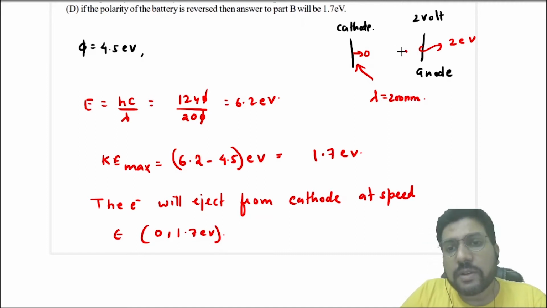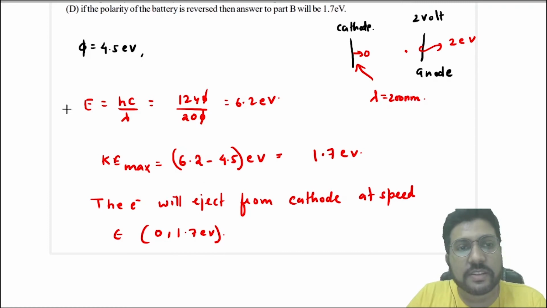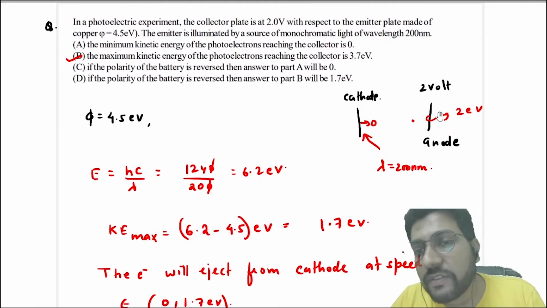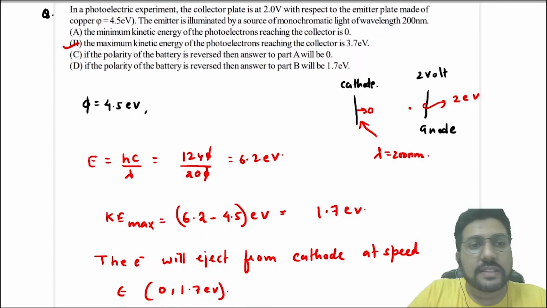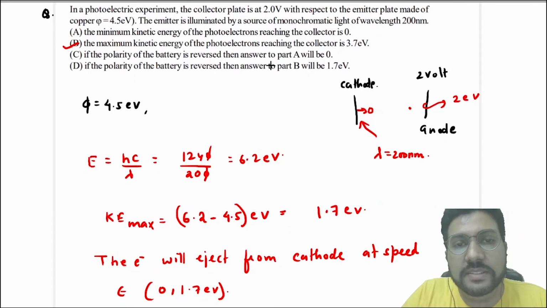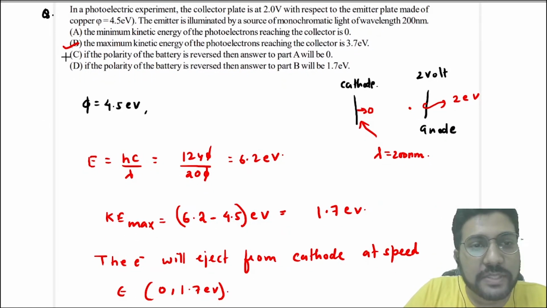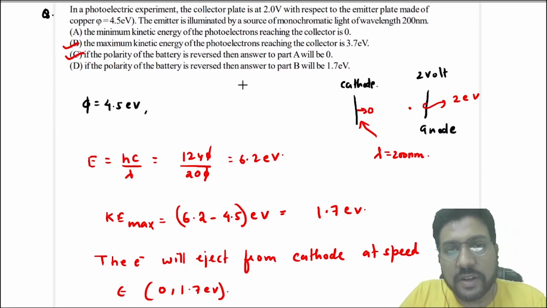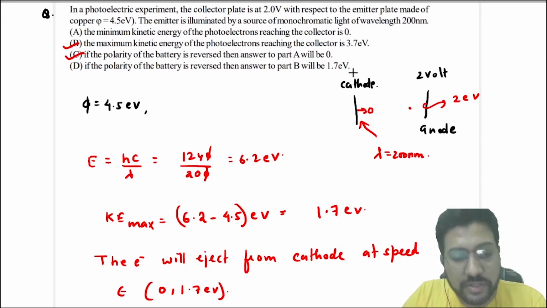Why? Because it is stopping with a stopping potential, or we can say it can stop up to 2 electron volt, right? And it has only 1.7 electron volt. So if the polarity of the battery is reversed, no electron will be able to reach here. So that means if the polarity of the battery is reversed, then the answer in part A will be 0. Yes, correct. Okay. If the polarity of the battery is reversed, then the answer to part B will be 1.7 electron volt. No.